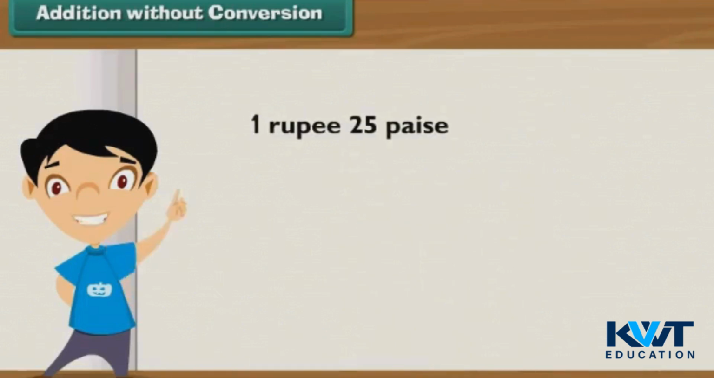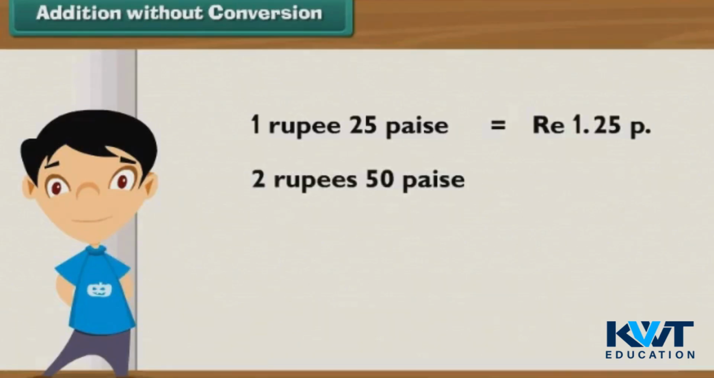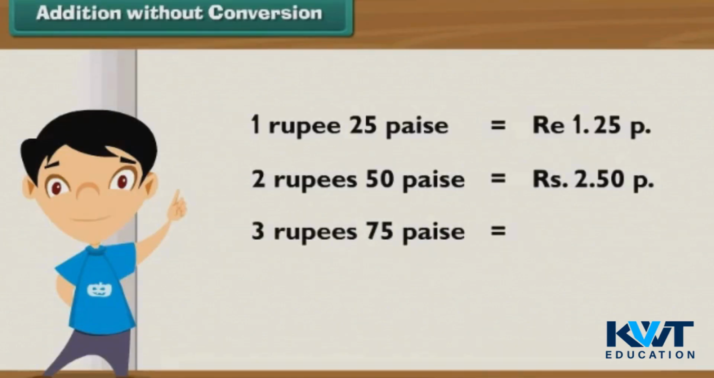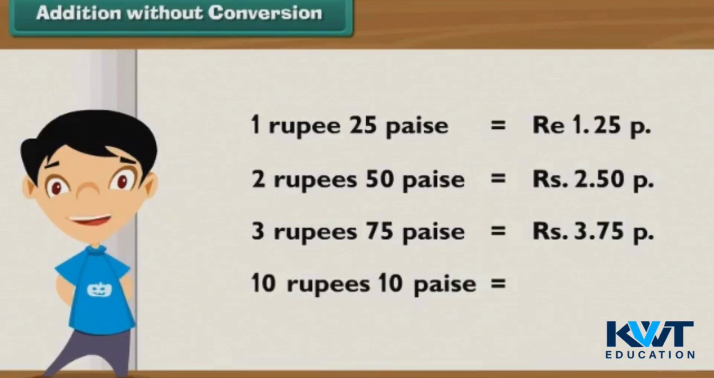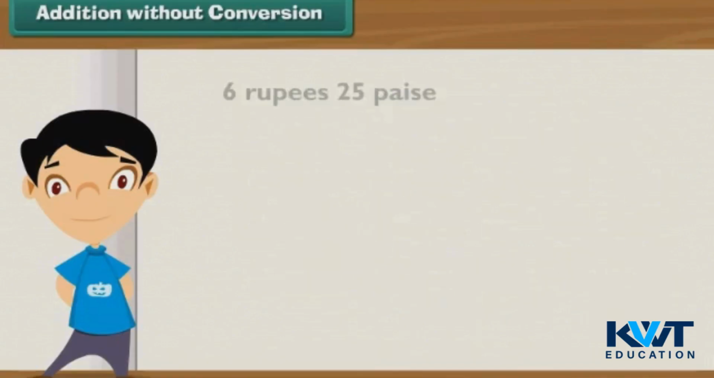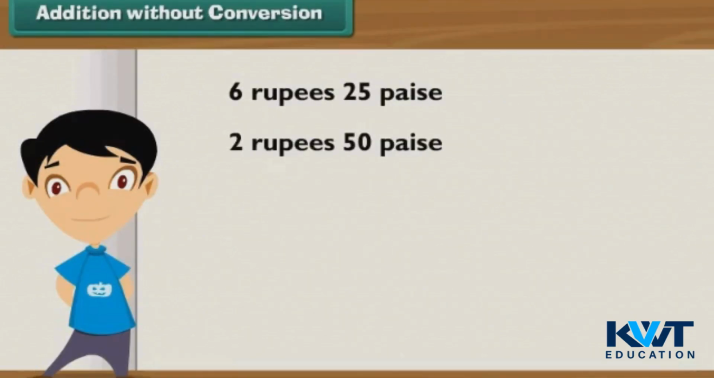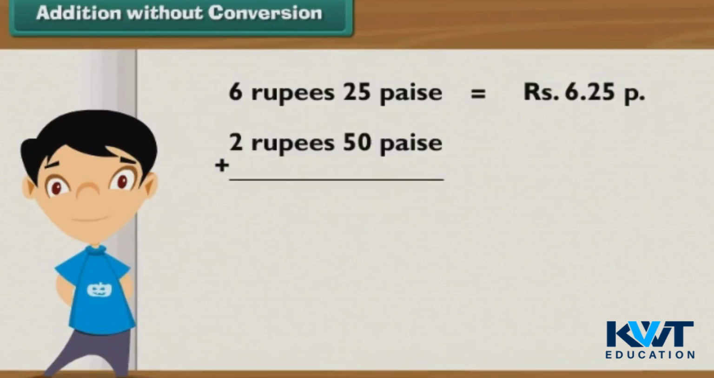Now we can write 1 rupee 25 paise as rupee 1.25p, 2 rupees 50 paise as rupees 2.50p, 3 rupees 75 paise as rupees 3.75p, and 10 rupees 10 paise as rupees 10.10p. Let us now perform additions without any conversions. Let's add 6 rupees 25 paise and 2 rupees 50 paise. First, write 6 rupees 25 paise as rupees 6.25p.